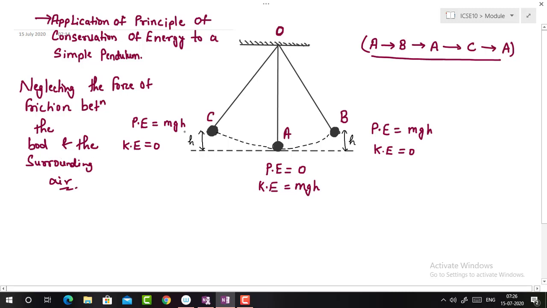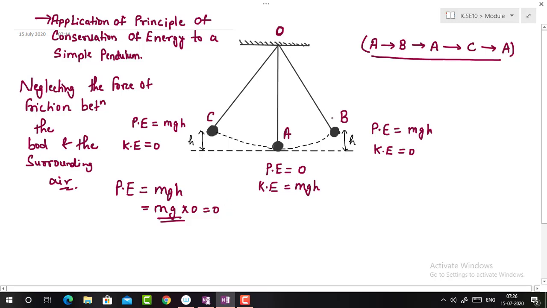Now we will learn how the energy is conserved. We can see that position A is taken as a reference level. We know that the formula of potential energy is mgh. If we put the value of height as 0, mg multiplied by 0 comes to 0. That means at position A there is no potential energy.